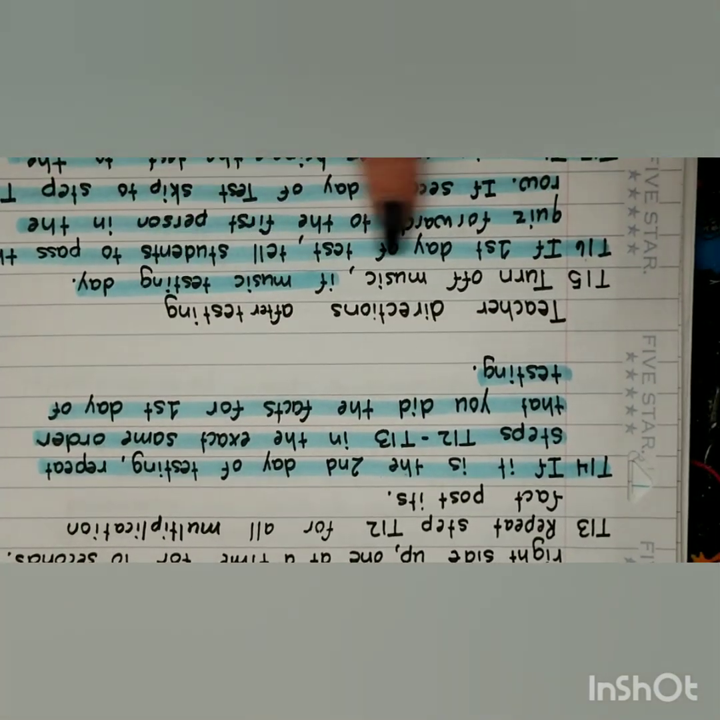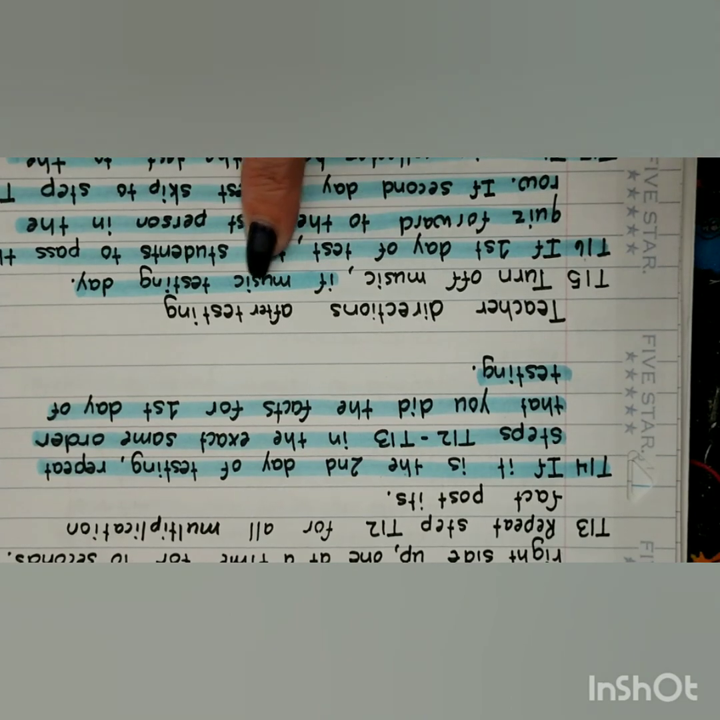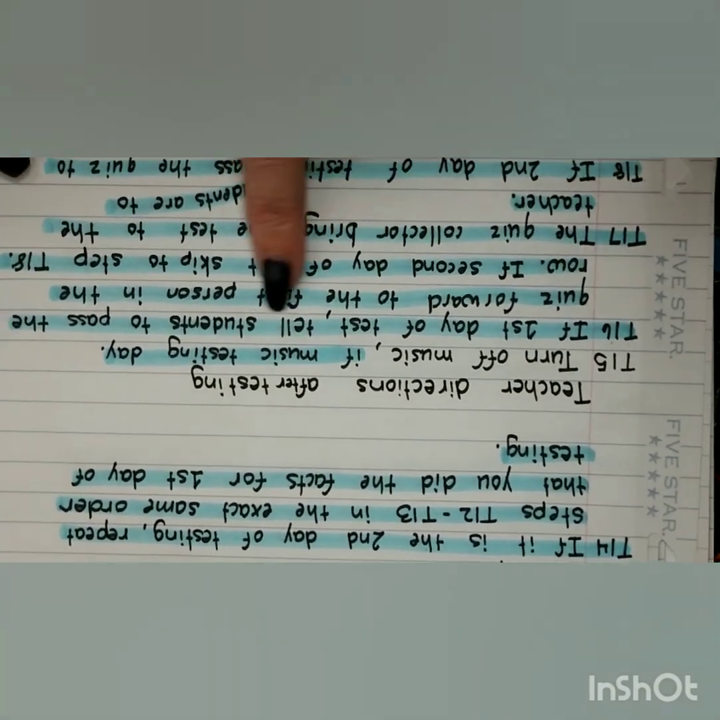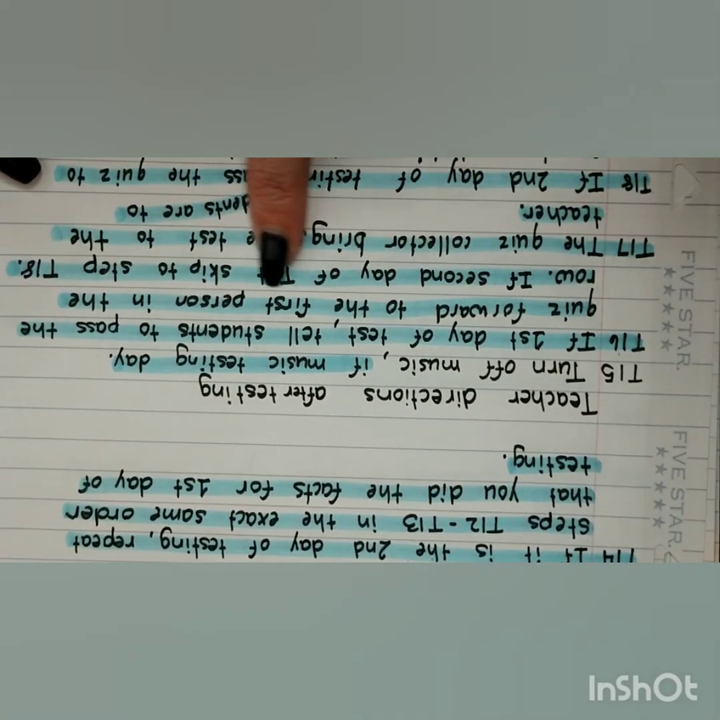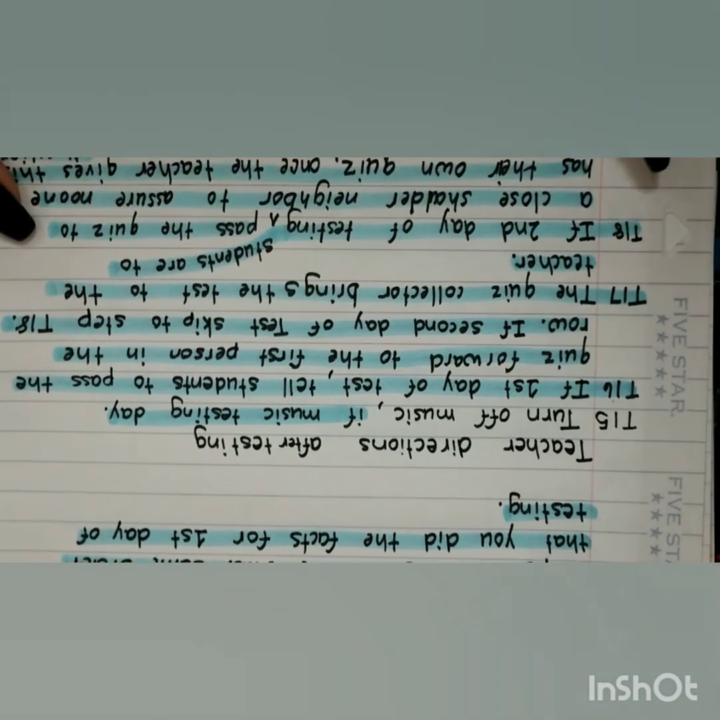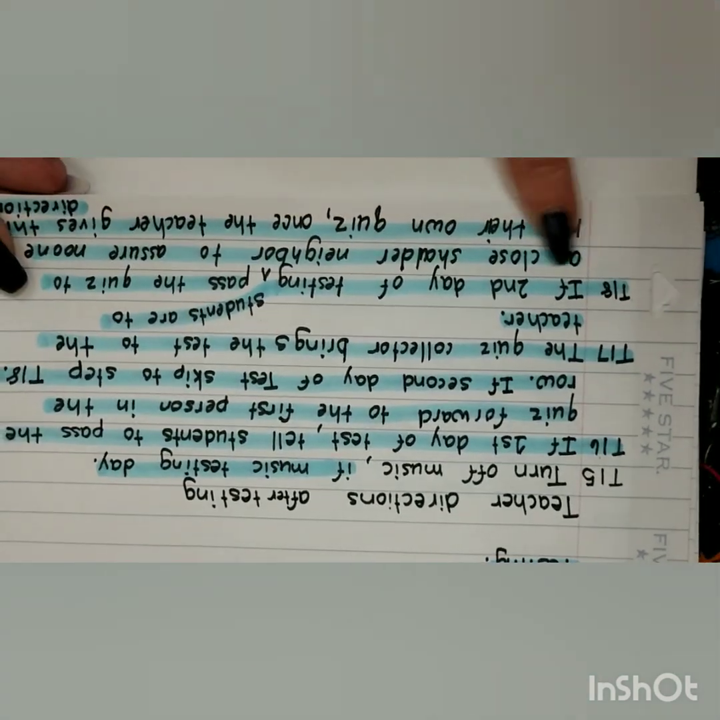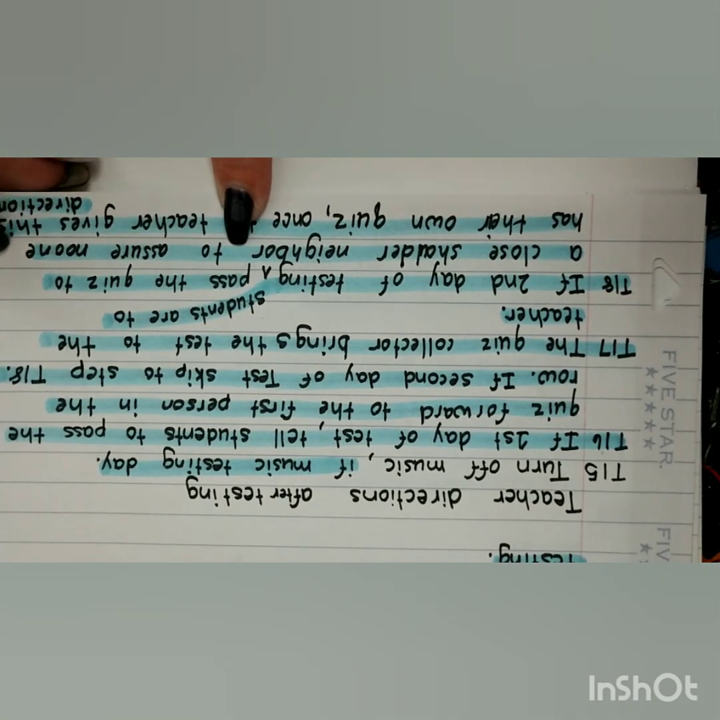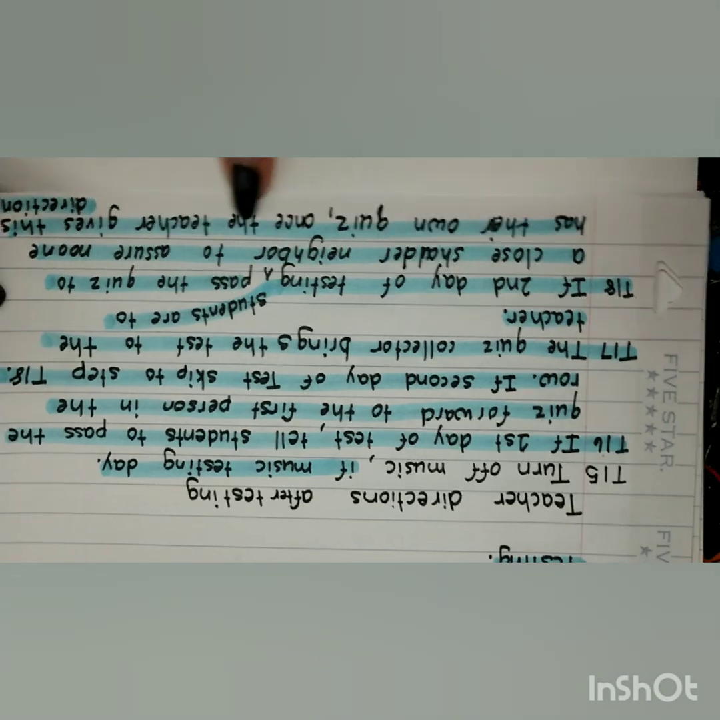Teacher directions after testing. T15, turn off music if music testing day. T16, if first day of testing, tell students to pass the quiz forward to the first person in the row. If second day of test, skip to step 18, T18. T17, the quiz collector brings the test to the teacher. T18, if it's the second day of testing, students are to pass the quiz to a close shoulder neighbor to assure no one has their own quiz once the teacher gives this direction.